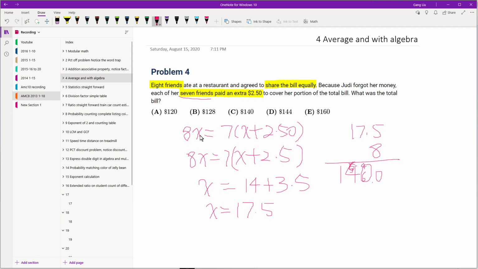140 will be the total. Let's double check. And 17.5 plus 2.5 is going to be 20. So 20 multiplied by 7 is also going to be 140. So the answer is 140.